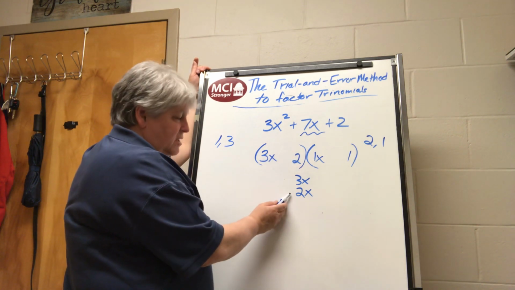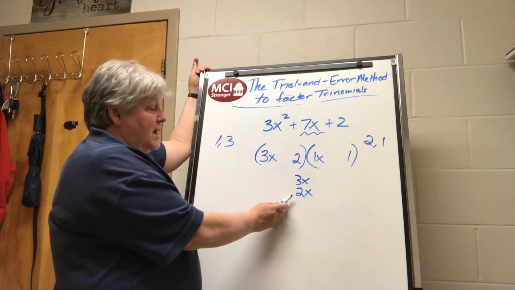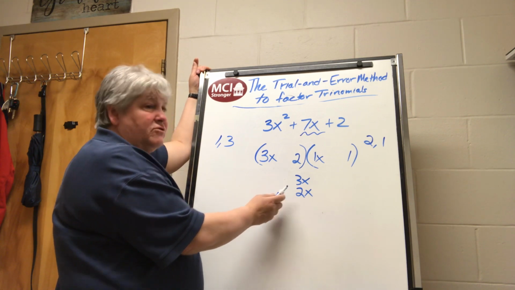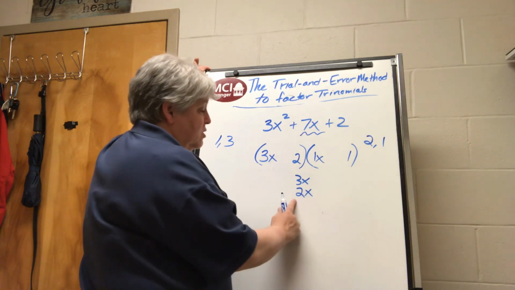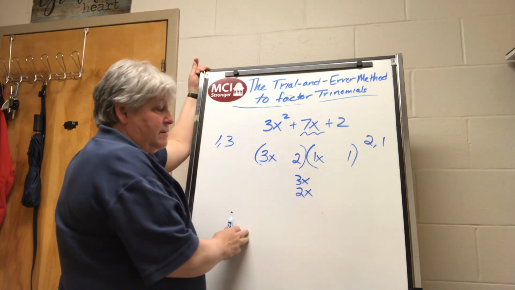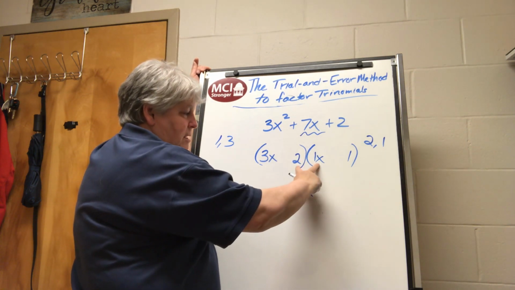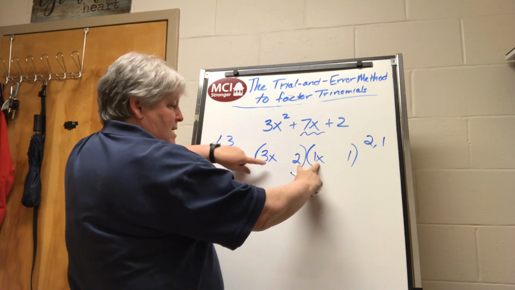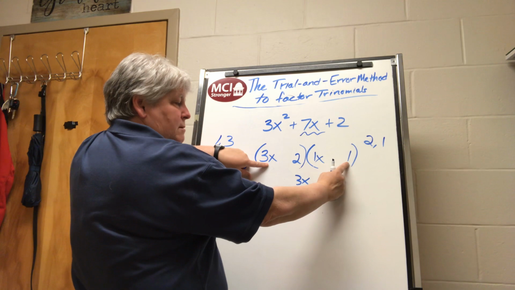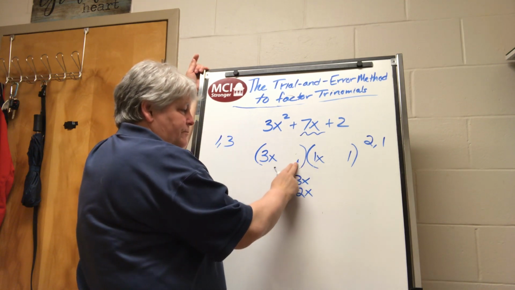Well, if they were both positive, I'd have a 5x. If they were both negative, I'd have a negative 5x. If I had one of each, I'd either have 1x or negative 1x. So there's no way we're going to get a 7x out of this. Do you see how the inners made the 2 get multiplied by this, and the outers made this get multiplied by the 1? Let's try reversing the 2 and the 1.